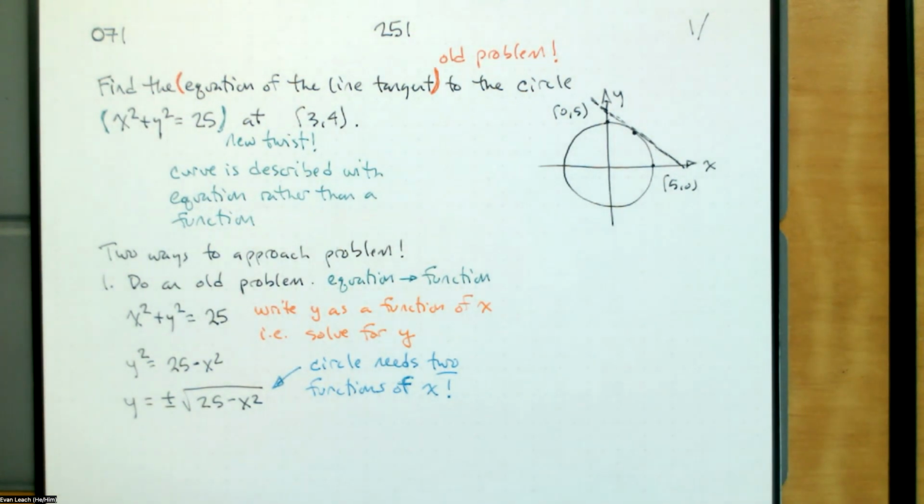Fortunately, we have the point 3, 4, so we know which one we want. There's two functions, y is equal to plus the square root and y is equal to minus the square root. Since the y value is 4, clearly we want the one where y is the positive square root.